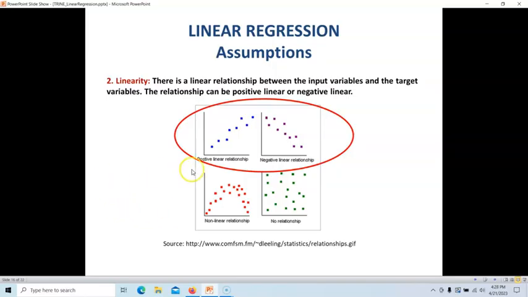In other words, the more days that the factory was open, the more steam we used to heat the place. And over here we have a negative linear relationship. The hotter it gets, the less steam we use, and the colder it gets, the more steam we use. So you can see that's linear.